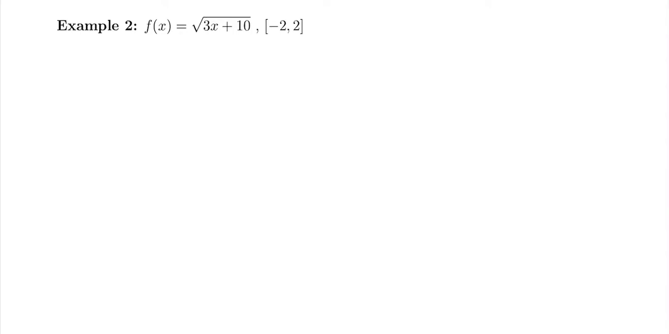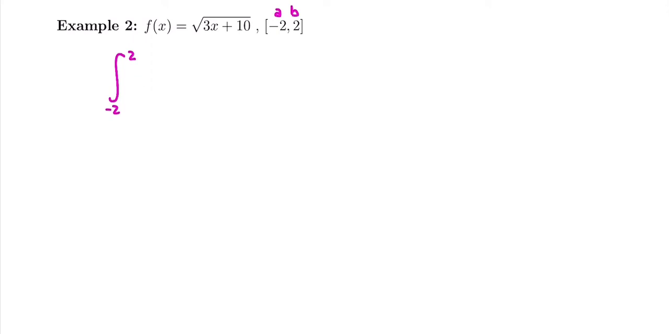In this example, we're going to find the average value of the function f of x, which is the square root of 3x plus 10 on the interval from -2 to 2. So here's our interval from a to b, and we want to find the average value of it. So we're going to just set up our own regular integral from -2 to 2 of the square root.